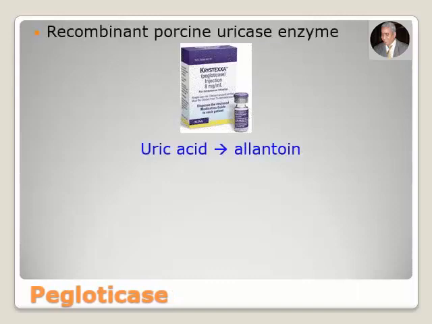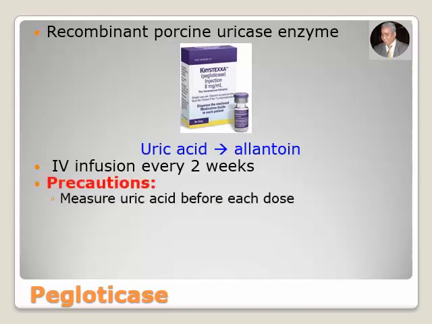Pegloticase is the most potent hypouricemic drug. It is a porcine, recombinant uricase enzyme that converts uric acid into allantoin. And it is the only parenteral drug for gout prophylaxis. It is given by intravenous infusion, every 2 weeks. However, since it is a foreign protein, there are many precautions during administration.